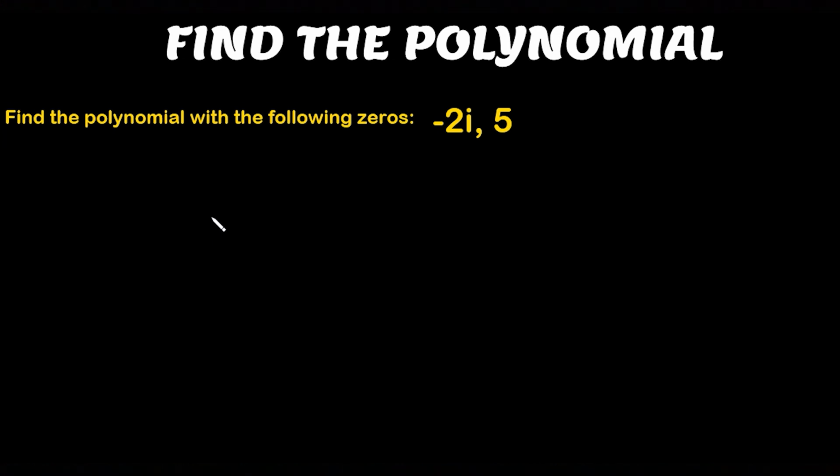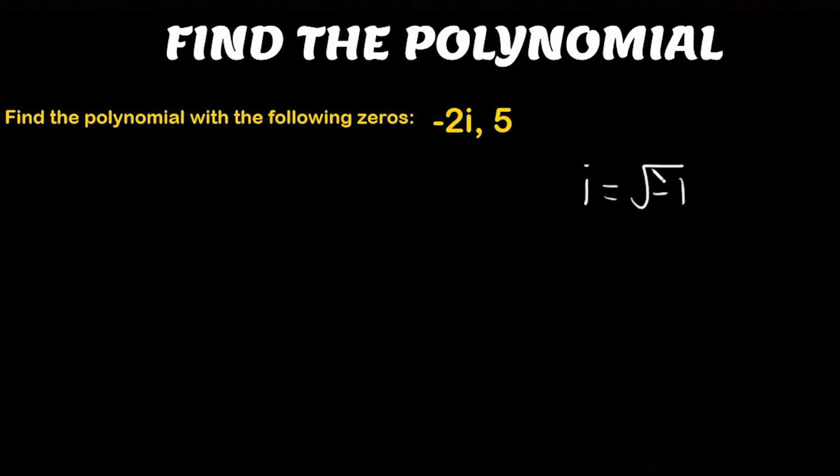Now, you have two zeros here. You have negative 2i and positive 5. Now, we have to talk about this negative 2i. This is an imaginary number. We know it's an imaginary number because we see the i. Now, remember where i comes from. i comes from the square root of negative 1. So i is equal to the square root of negative 1, okay?